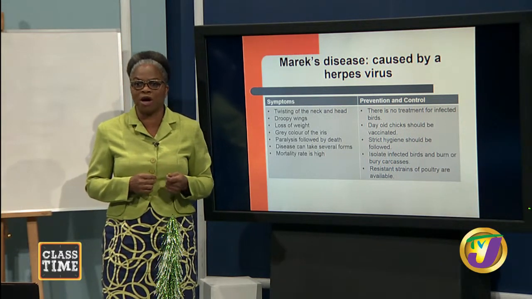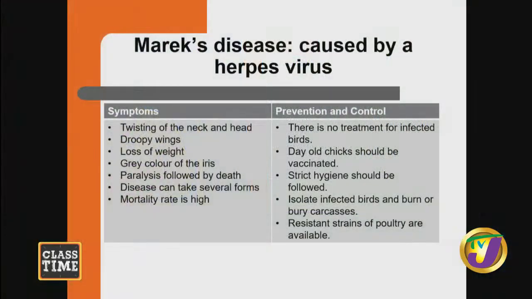Good? So you're going to have what we call twisting of the head and the neck, droopy wings, loss of weight, because these chickens will not be able to develop as fast as the other chickens. The other chickens are moving up, you're raising your waterers and your feeders, and these animals will not be able to get there to eat, so you really have to isolate them. The gray color of the iris, then you're going to have paralysis of these chickens followed by death. And disease can take several forms, and the mortality rate is high.